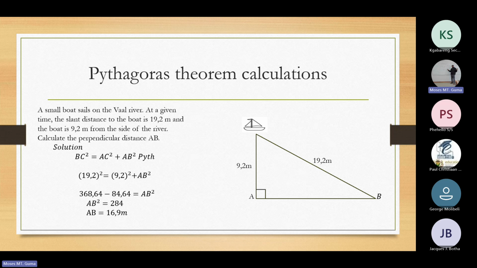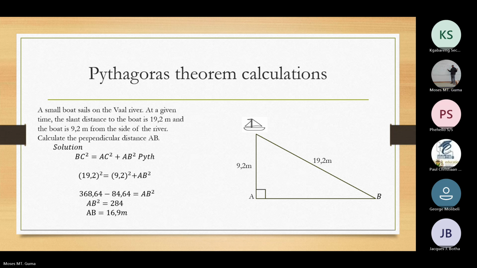Now, BC squared, our C is where the boat is. BC squared, which is the hypotenuse, is equal to the distance from the boat to the shore squared, plus AB squared. All right, now substituting 19,2, which is the slant distance, all squared, is equal to 9,2 all squared. Okay? Plus AB squared.